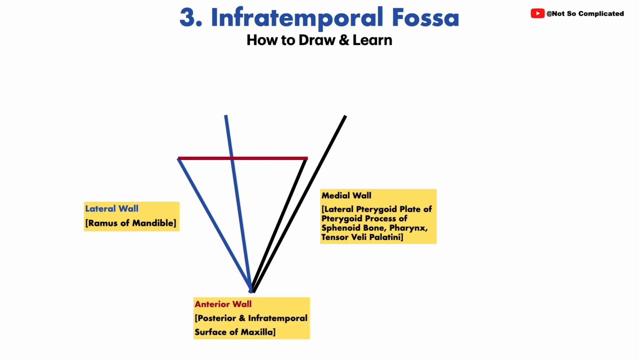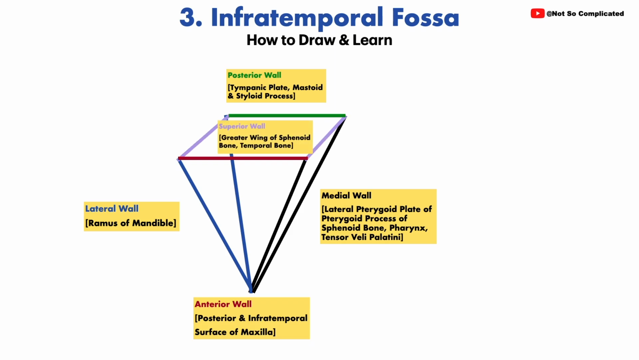And this will make the anterior wall, and that is made by the posterior and infratemporal surface of the maxilla. And this is the posterior wall, made by the tympanic plate, mastoid and styloid process. That is how the four different walls are formed. There will also be a superior wall, formed by the greater wing of the sphenoid bone and temporal bone. That is how we make the walls.